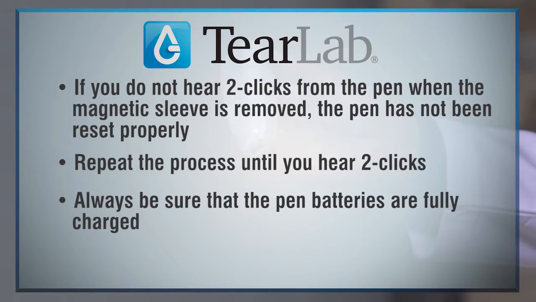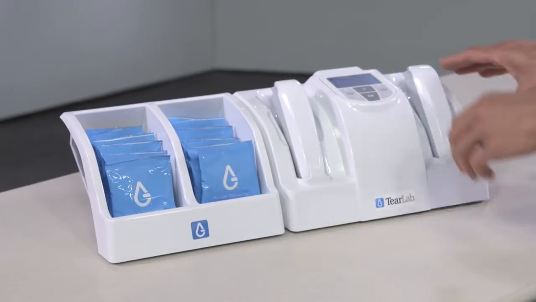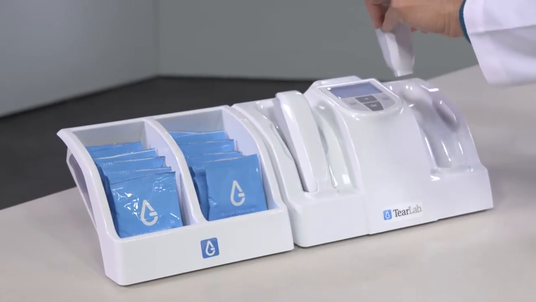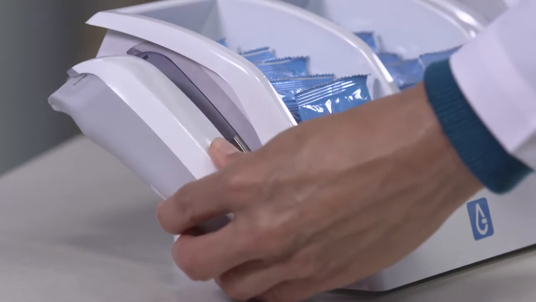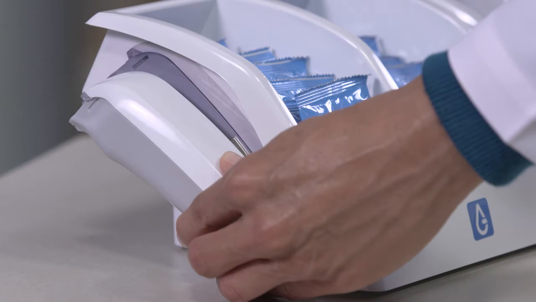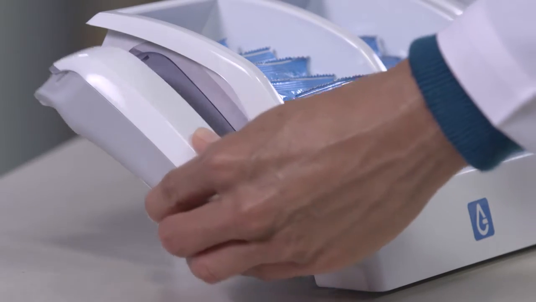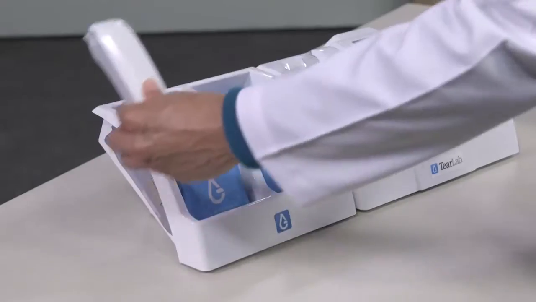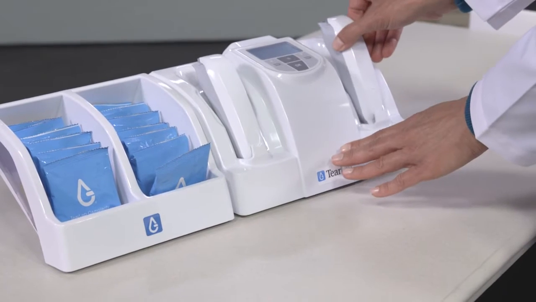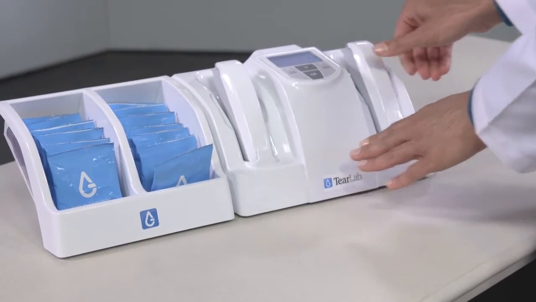Also, always be sure that the pin batteries are fully charged. If you use the test card tray magnet, orienting the pin against the magnet on the side of the test card tray will ensure that the pins are reset properly. Place the pin against the magnet for 5 seconds. When you remove the pin from the magnet, the pin has properly reset once you hear 2 clicks.